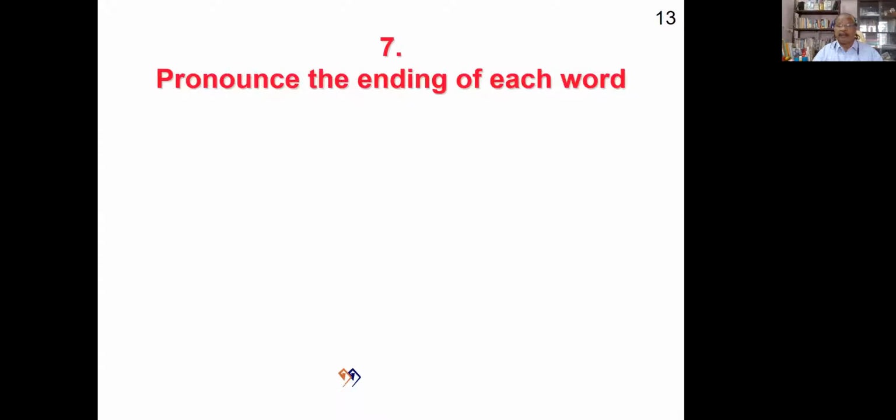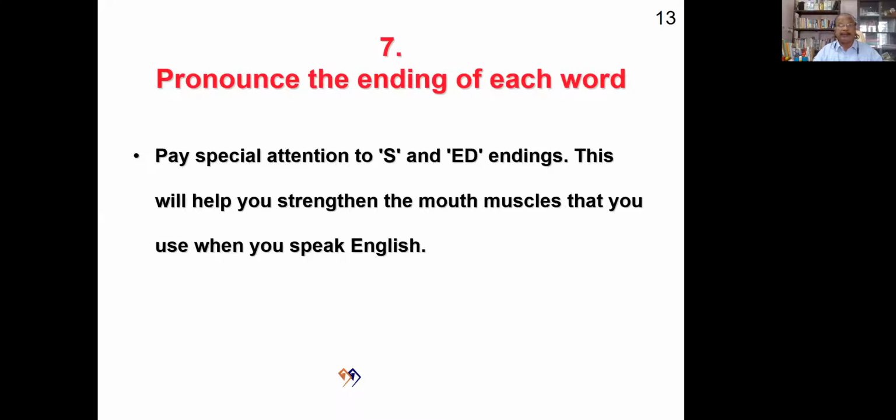Next, seven, pronounce the ending of each word. So the seventh point, pronounce the ending of each word. Pay special attention to it, not it. This will help you strengthen the mouth muscles that you use when you speak English.